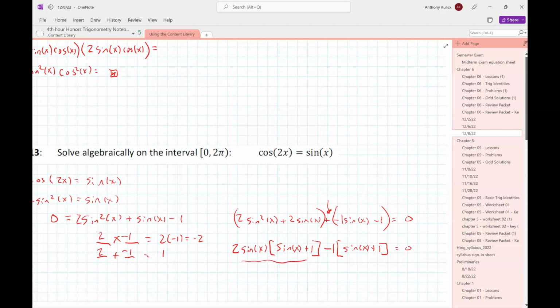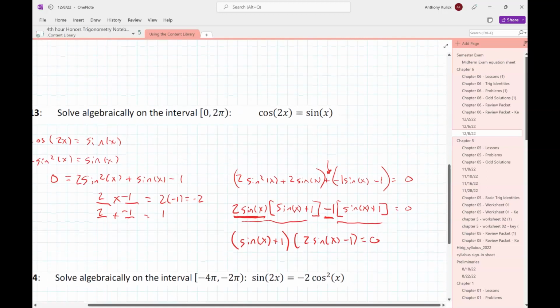I notice now if I look at this piece and this piece, there's a sine x plus 1 in common to both. So if I factor that out, I'm left with 2 sine x minus 1. So there's my factored form.